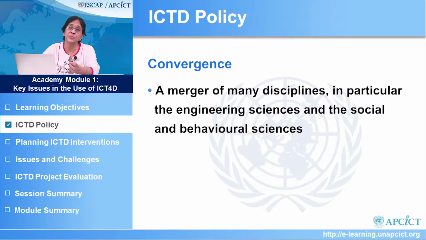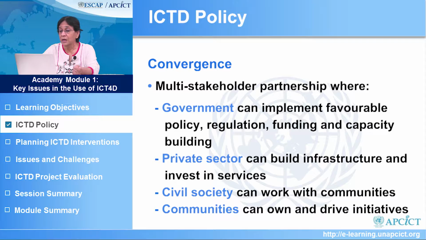Convergence, which is a governing principle of technology today, means more than just technology coming together. It means a merger of many disciplines, in particular the engineering sciences and the social and behavioral sciences. Convergence also means a multi-stakeholder partnership where government can implement a favorable policy, regulation, funding, and capacity building. The private sector can build infrastructure and invest in services. Civil society can work with communities, and communities can own and drive initiatives.